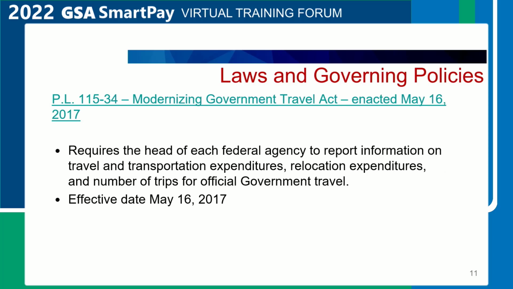The final one we will talk about today is Public Law 115-34, Modernizing Government Travel Act. This act requires agencies to report information on travel and transportation expenditures, relocation, and the number of official government travel trips each agency takes. This law also paved the way for travelers to be reimbursed for TMCs like Uber and Lyft.